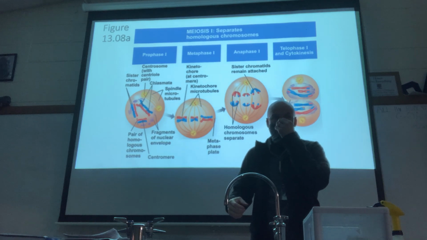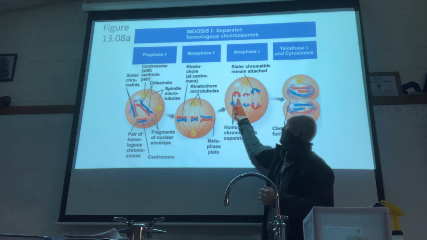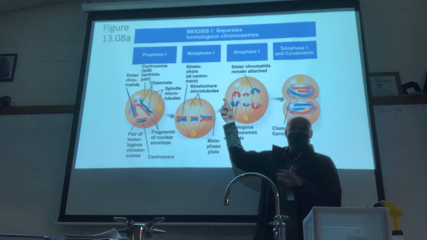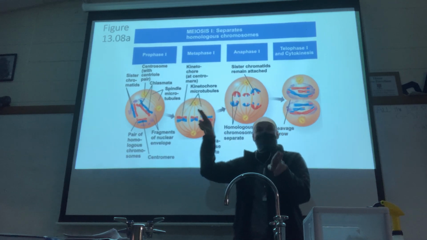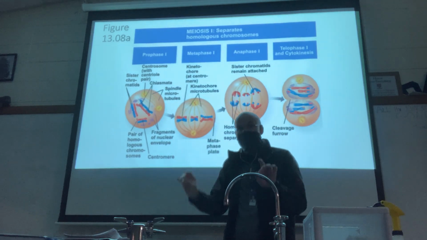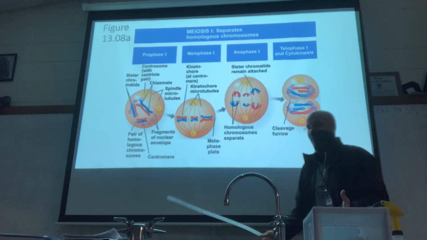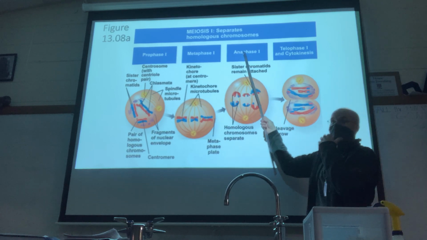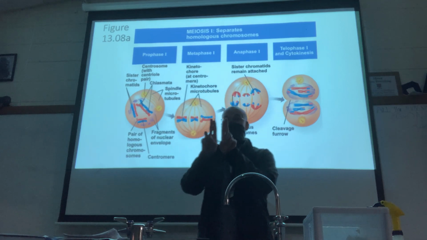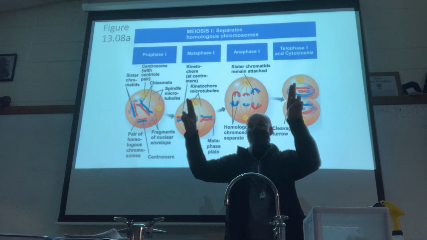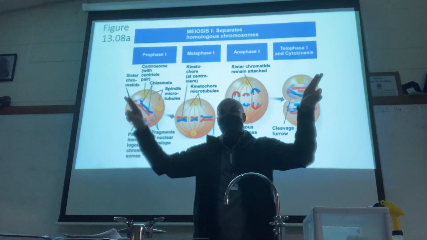What is being pulled apart though? What's being pulled apart here? Sister chromatids are not being pulled apart. The homologous pairs are pulled apart. That is almost verbatim a question that you will have. Referencing anaphase 1, the way you say it is homologous pairs are pulled apart. The sister chromatids are still stuck together, but the pairs are pulled apart.